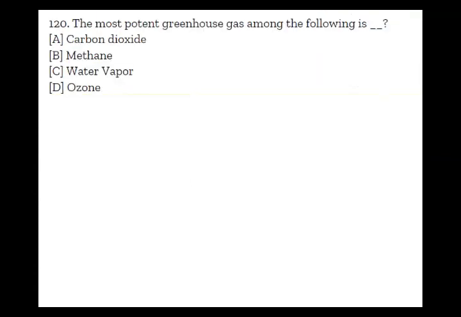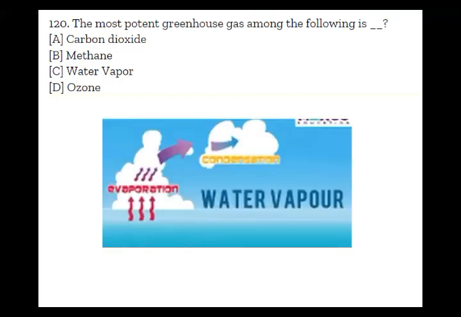The most potent greenhouse gas among the following, the one that is involved in the greenhouse effect: carbon dioxide, methane, water vapor, ozone. The answer is water vapor, which is one of the potent greenhouse gases. That's the one we will see, and also its percentage level is higher than any other greenhouse gas in the atmosphere.